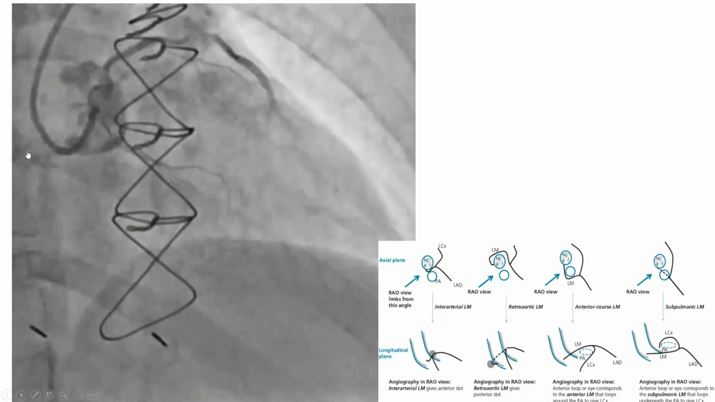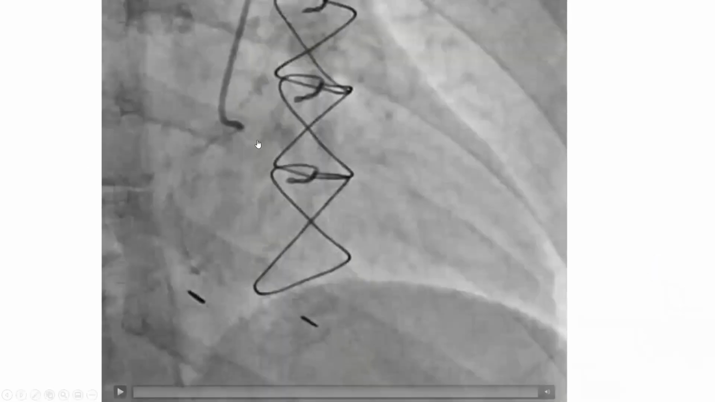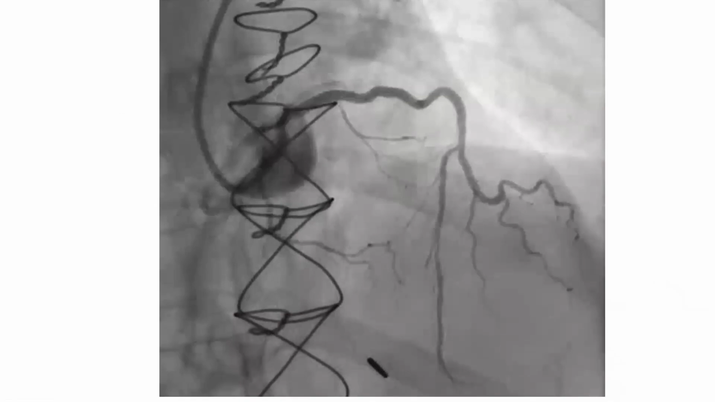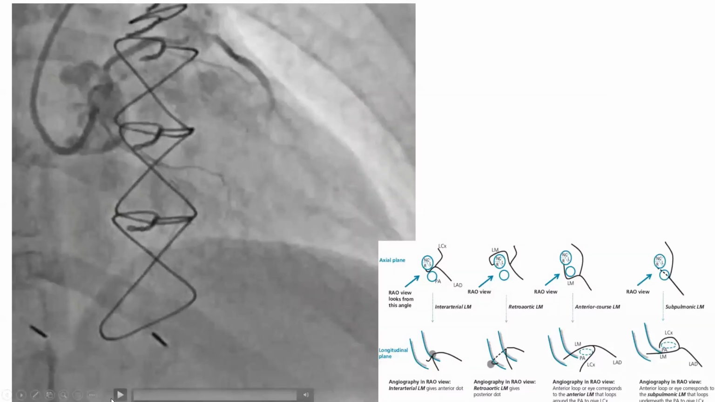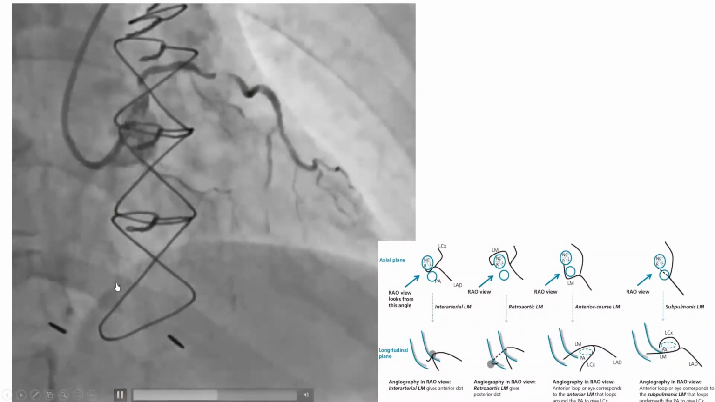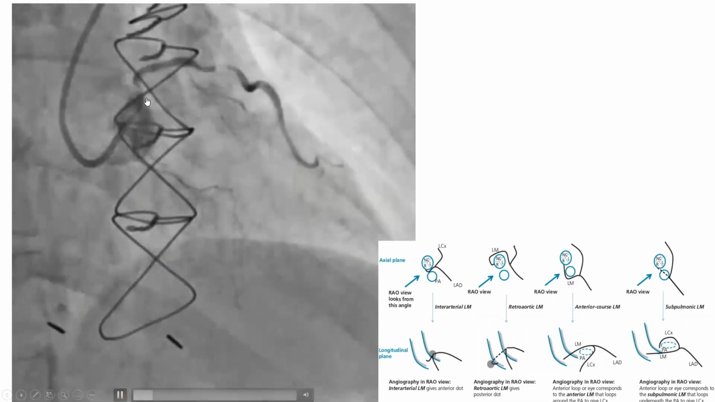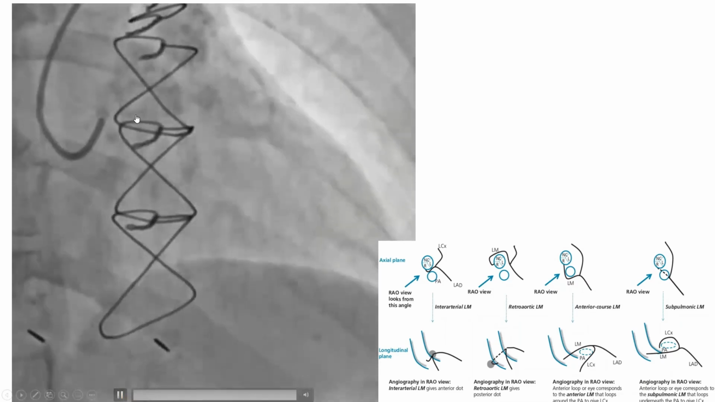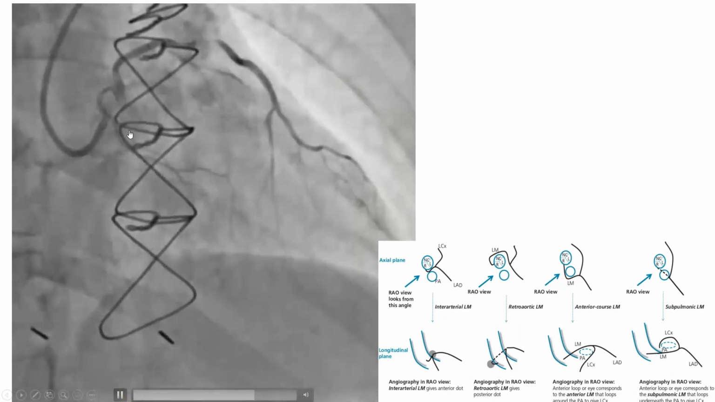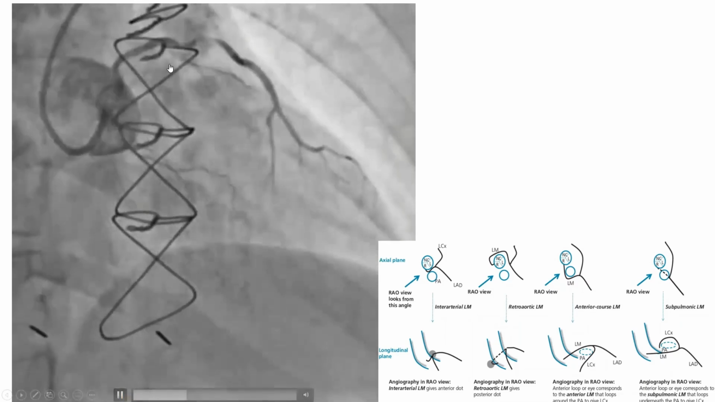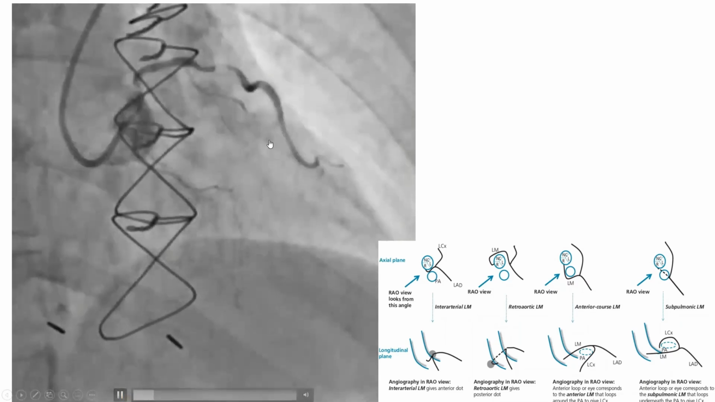Well, we kept fishing in the right cusp for the LAD, and we did find it. It's another origin LAD from the right cusp. And here you can see it. So it's a separate origin LAD, separate from the circ and the RCA. And this is an RAO view, and you can tell the course. So this is the LAD, and it's going actually to the apex.